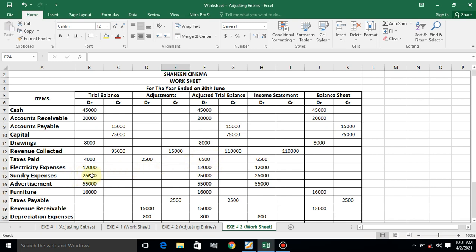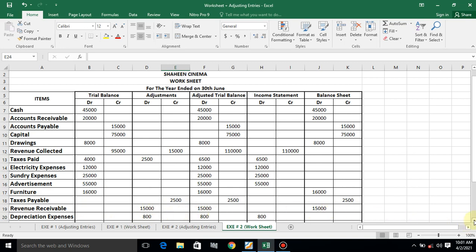Then we have electricity expenses. These expenses will also come as it is, as no working is done in the adjustments column. Then we have sundry expenses, advertisement expenses and furniture. These three values will also come as it is, because no working is done in adjustments. Then taxes payable, which is rupees 2,500. So it will also come as it is in the adjusted trial balance, because no working is done other than this value. And then we have revenue receivable of 15,000, which also comes as it is.